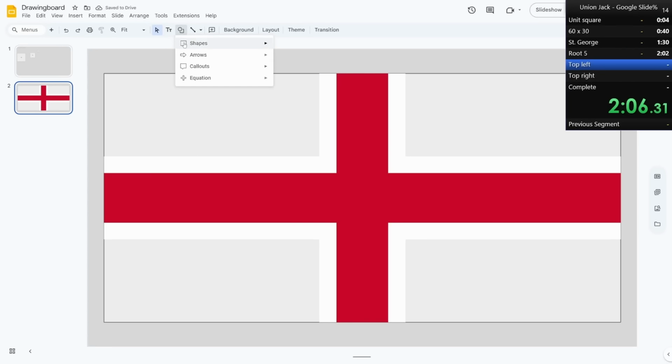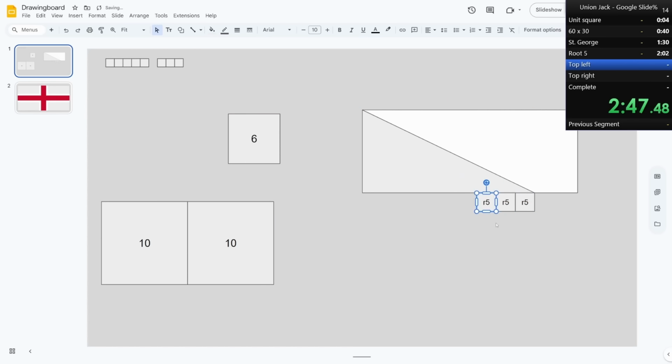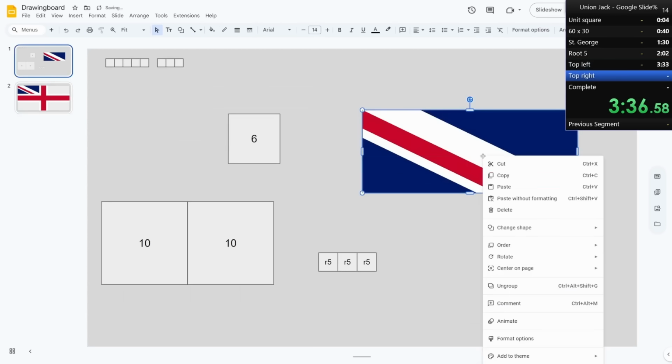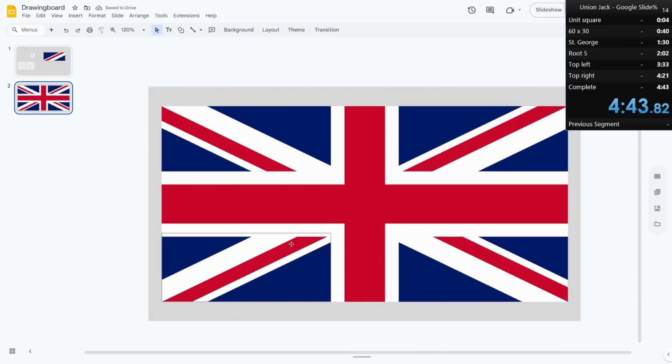Once we get root 5, the rest of the flag of the UK becomes very doable, just a bit repetitive. Here's a time lapse. And that's the Union Jack complete.